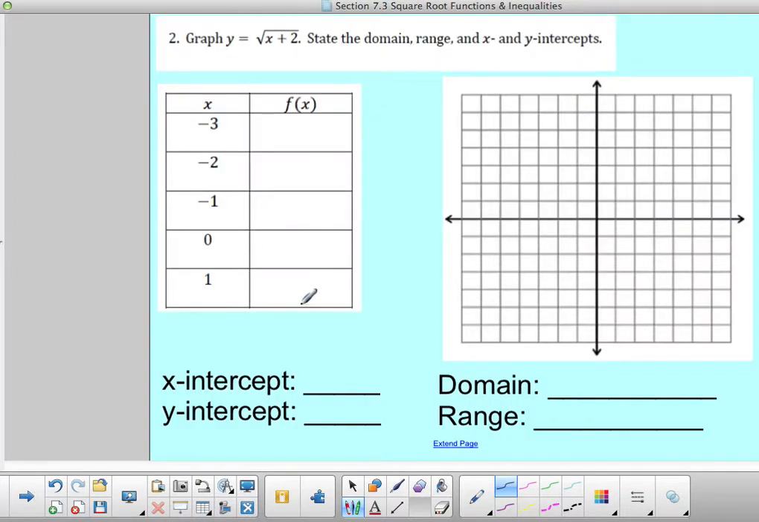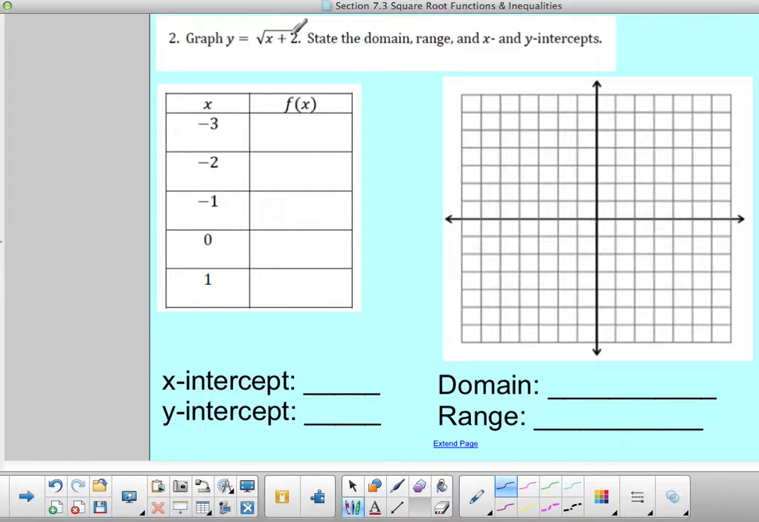Okay, we want to graph y equals the square root of x plus 2. We want to state the domain, the range, and the x and the y intercepts. Okay, biggest thing is, let's start with domain. Domain is my x values, and it's by taking what is underneath your square root sign and saying it has to be greater than or equal to 0.